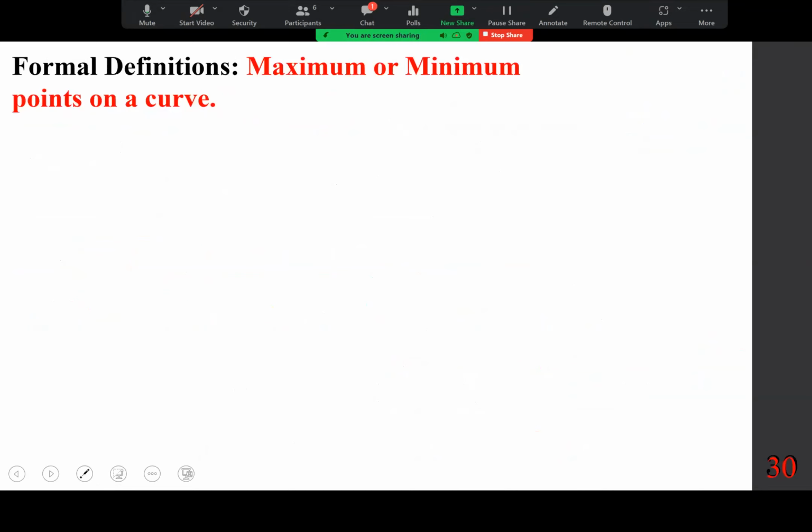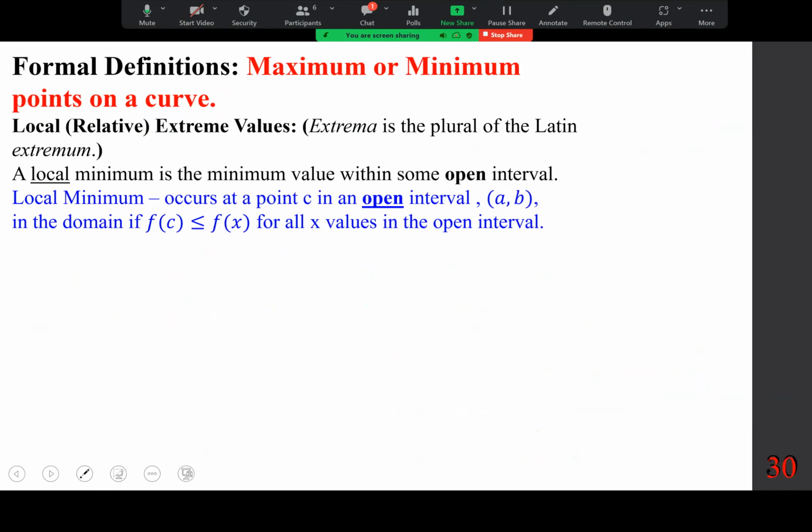All right, we are going to go over max and min points on a curve, and here's the definition. Local, also known as relative extrema. Extrema means both max as well as min. Extrema is the plural of the Latin extremum. A local minimum is the minimum value within some open interval. A local minimum occurs at the point c in an open interval a to b in the domain if f of c is less than or equal to f of x for all x values in that open interval.